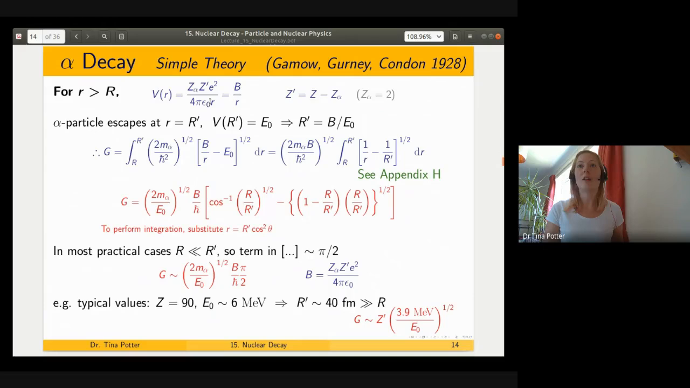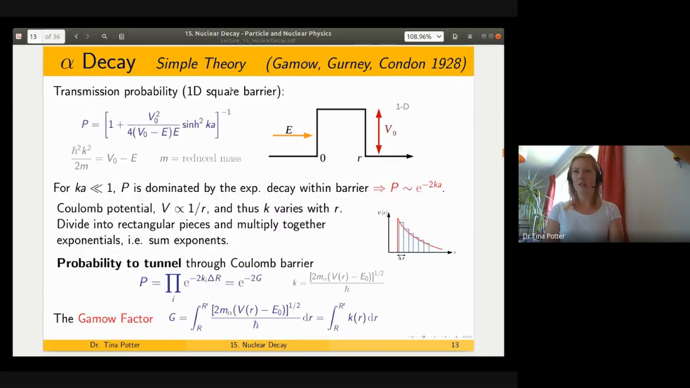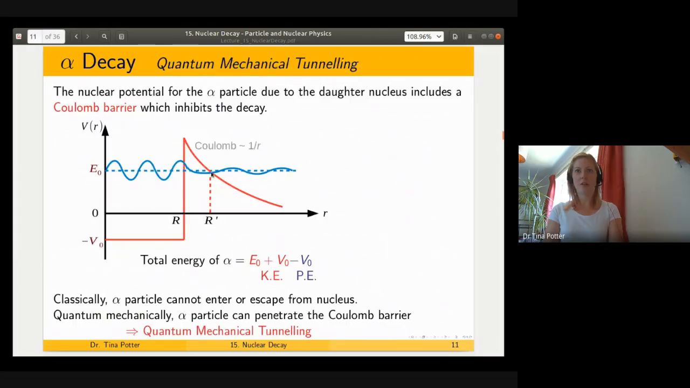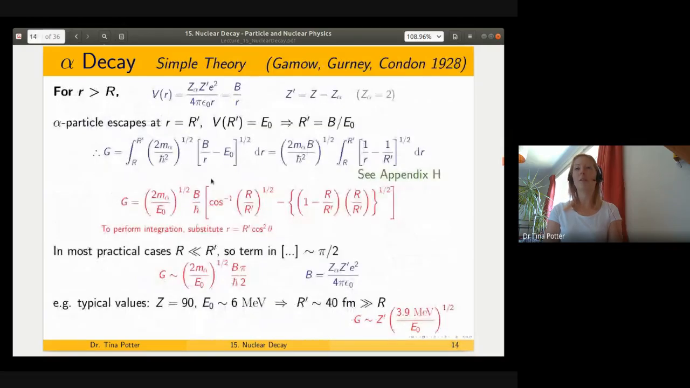However far away those two nuclei are separated, we can encapsulate those charges as B. So if we go back here, our alpha particle escapes at R prime. The potential that it sees there at R prime is E0, and we can replace in our Gamow factor the point at which it escapes. We integrate between R and R prime, with B over E0.